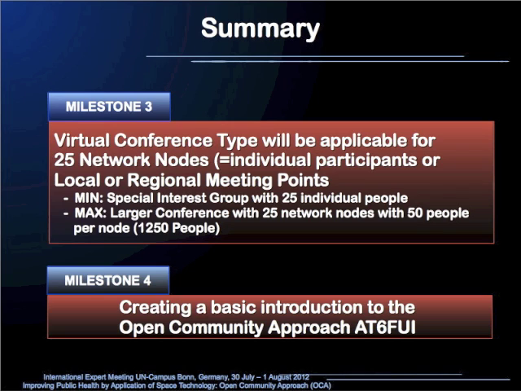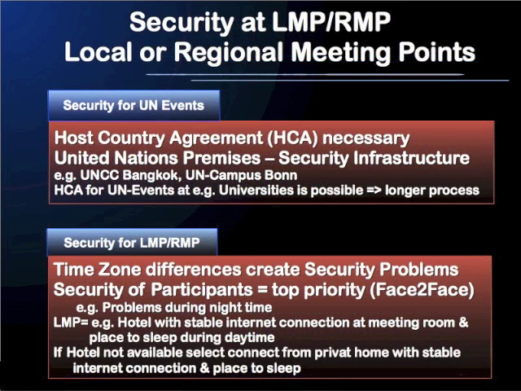The fourth milestone is creating a basic introduction to the open community approach for the participants. Furthermore, for such a type of event, security must be considered. First of all, the security of United Nations events is ensured by the host country agreement, which is necessary. For United Nations premises, the security infrastructure is available, as it was for the UN campus in Bonn. With this type of conference, with local and regional meeting points scattered all over the world in different time zones, it is necessary to ensure the security for the participants at these local and regional meeting points as well. Some kind of equivalent to the host country agreement might be necessary for these local and regional meeting points, or a recommendation for single point users at a special network node that joined the conference.